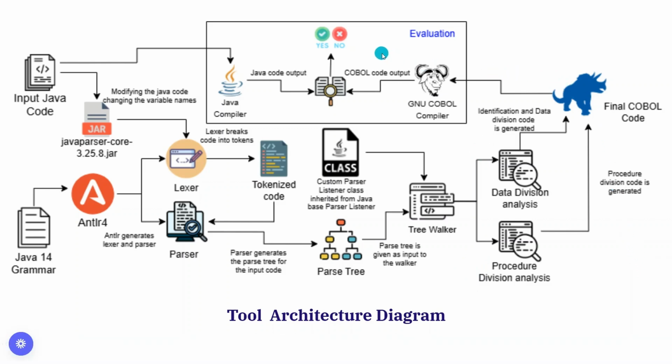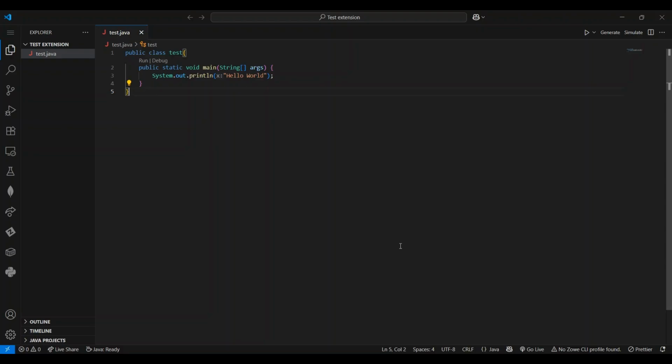Now coming to the evaluation of the tool, we'll be using Java compiler for compiling the input Java code. We'll be using GNU COBOL compiler for compiling the generated COBOL code. Now we'll be executing these two compiled codes. If the output is same, then we conclude that the generated COBOL code is correct.